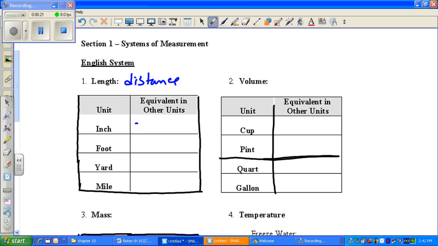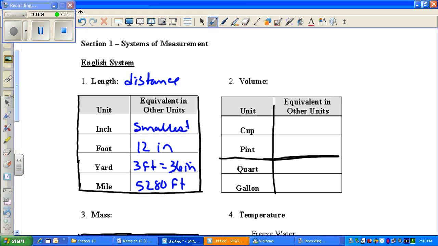And an inch would be pretty much our smallest measurement. We know that a foot is 12 inches. A yard is 3 feet, which then would be 36 inches, and a mile is 5,280 feet.